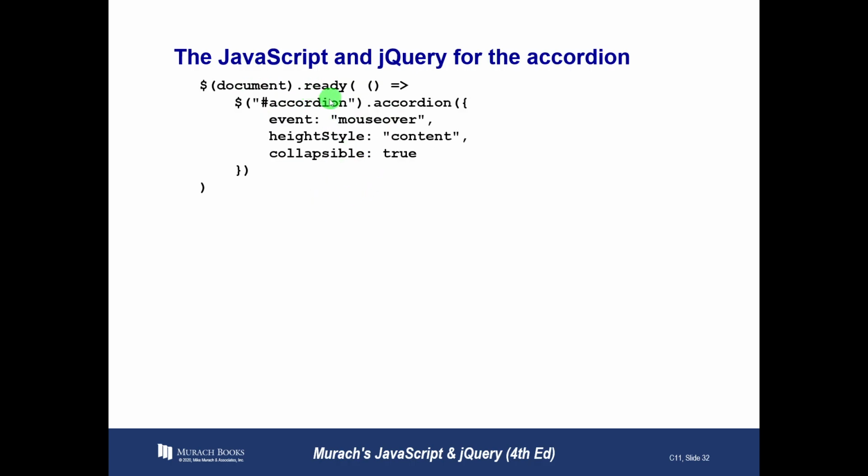So in document ready, we say accordion.accordion, which is the jQuery UI method for the accordion. And then we specify the options that the documentation told us we need to use. Event mouseover: what happens when we mouse over it. Height style: in this case, the height for each one of those is set to the content height, but there are other options. Is it collapsible, true or false?